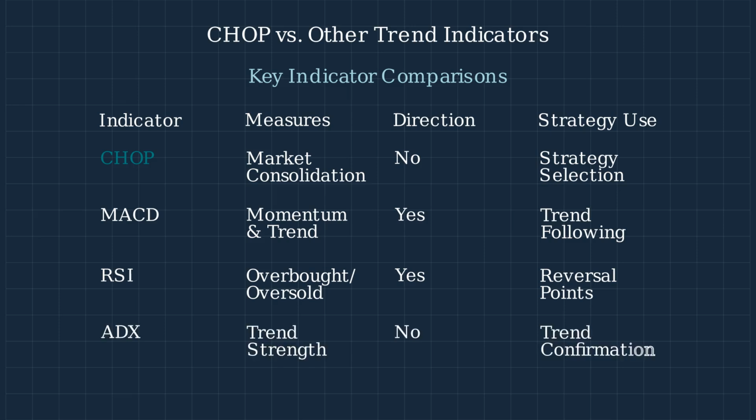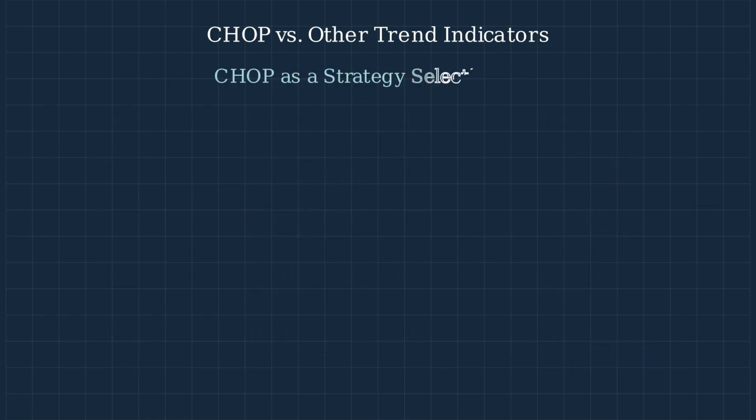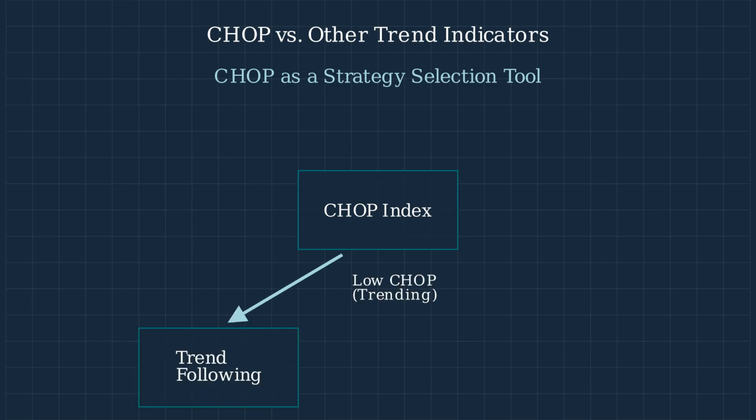ADX measures trend strength but doesn't indicate direction, making it somewhat similar to CHOP. The Choppiness Index complements other indicators by determining which type of trading strategy is most appropriate for current market conditions. When CHOP is low, the market is trending, making trend-following strategies more effective. When CHOP is high, the market is consolidating, favoring range-bound trading approaches.